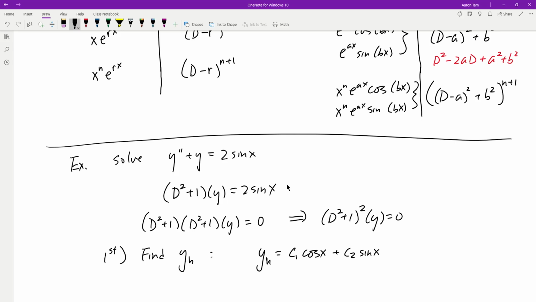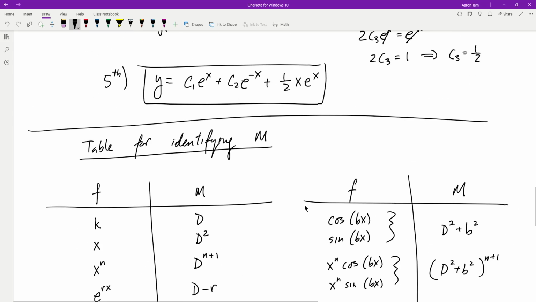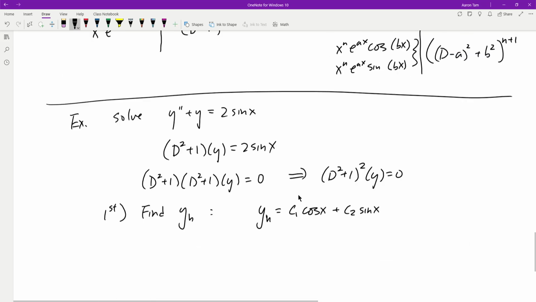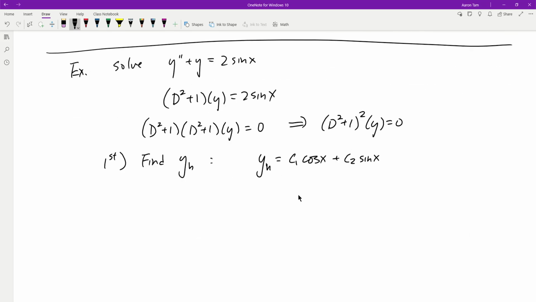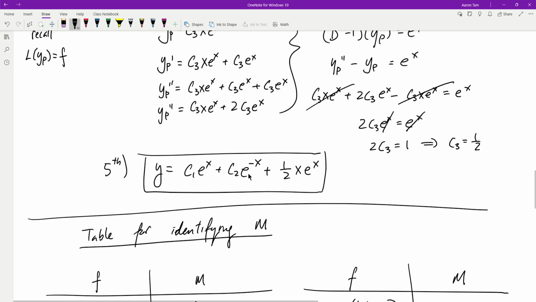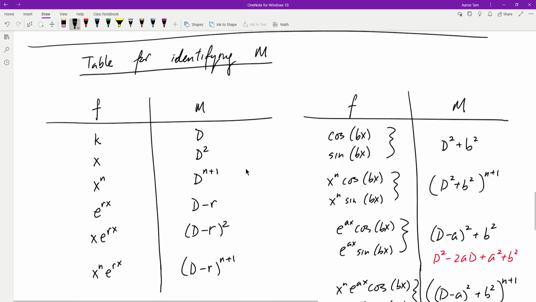because d squared plus 1 has a conjugate pair of imaginary roots, plus or minus 1i. Now the next thing we're going to do is identify our operator, which we already have, which is d squared plus 1, which we know that m in this case is d squared plus 1. So number 3, we have to identify y sub p.